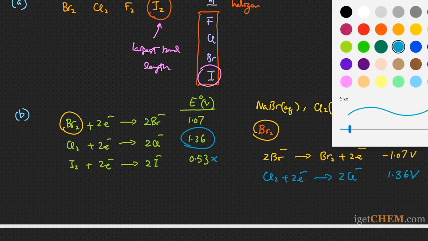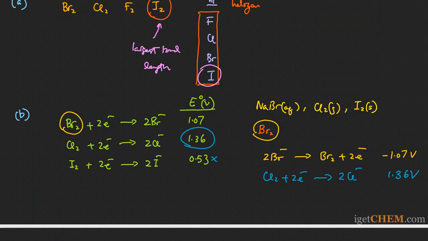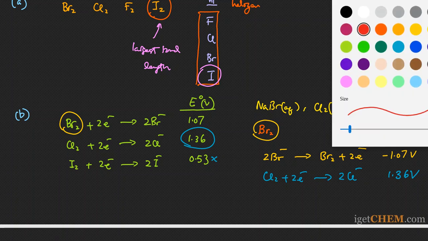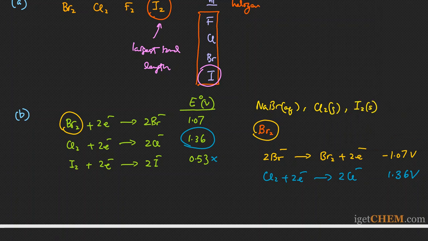So now you see that if I add up these two reactions, then I will get a total reaction which does produce Br2 on the right side. The electrons cancel, and so you are basically putting together Cl2 and 2Br minus, and that would produce Br2 plus 2Cl minus.